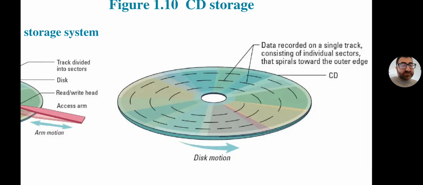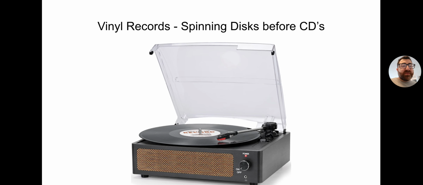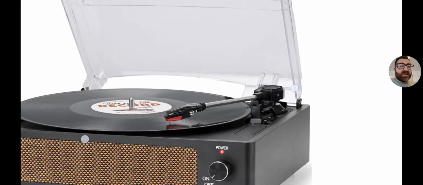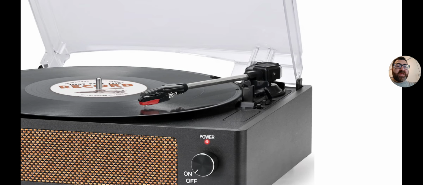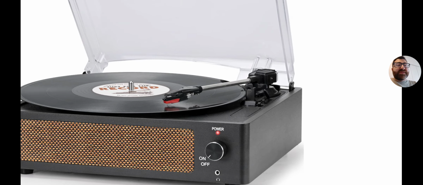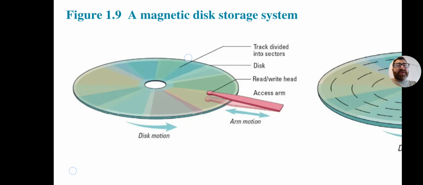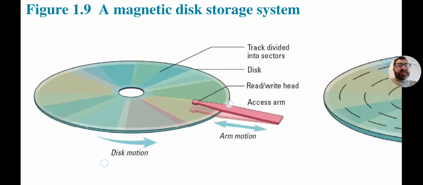This is something that was before CDs, but you've got a similar idea. You've got an arm, you've got a read-write head, which is the needle, and then you've got the data encoded as zeros and ones on the disk, the spinning disk. So this is a vinyl record, but it's the same idea as this spinning disk, this computer hard drive spinning disk.